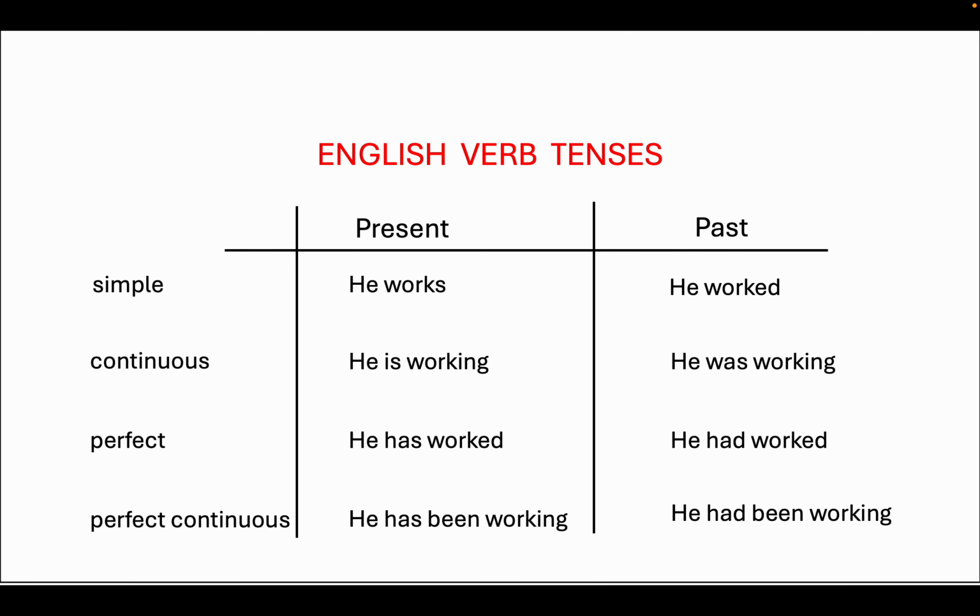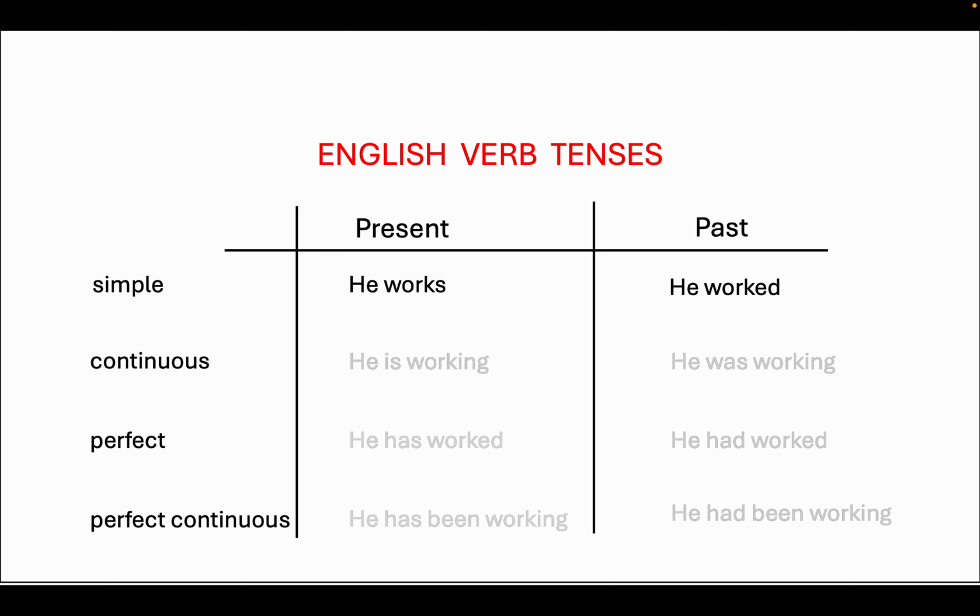Another important thing that you have to remember in the discussion chapter is the English verb tenses. So we know that we have all the simple, continuous, perfect, and perfect continuous English verb forms. But in the discussion section, we only use the simple present and simple past tense.